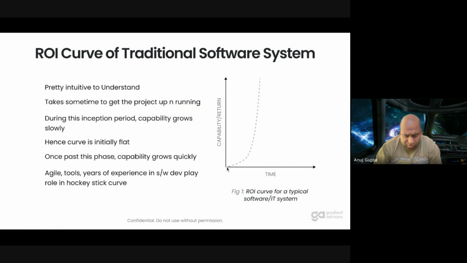Imagine you are starting a software project today. It will take you some time to understand what the requirements are, what the timeline is, what kind of team you need to staff, and stuff like that.